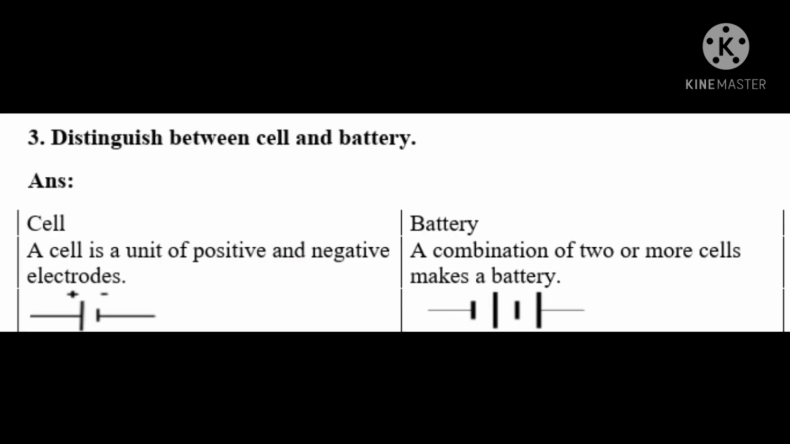Third question, distinguish between cell and battery. Cell: a cell is a unit of positive and negative electrodes. Battery: a combination of two or more cells makes a battery. The two images are, first one is a cell, that is the symbol of a cell. Another one is a battery, that is the symbol of a battery, the electric symbol.